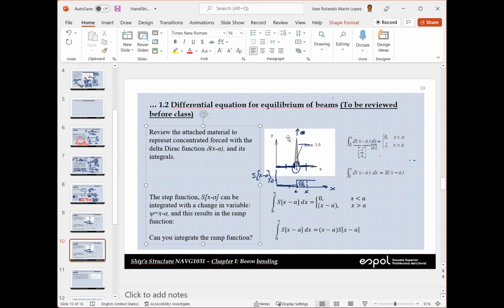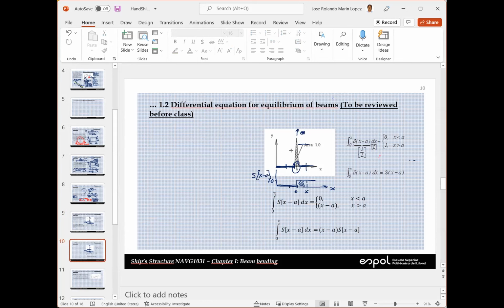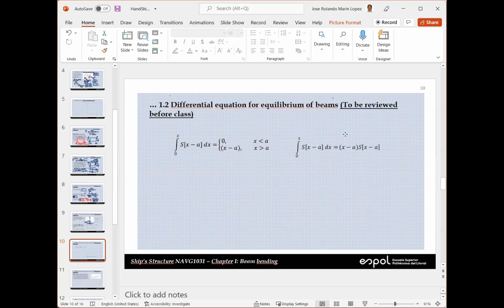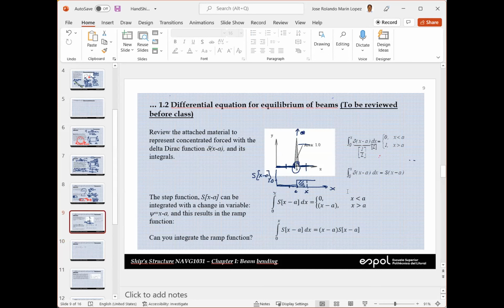For the delta Dirac function, so we don't consider the reaction in the end. No, don't worry. I'm just trying to represent the integration between points A, B. I'm not saying anything about that yet. If you have concentrated forces, this is the way we can analyze it. That's all I'm saying. Okay. I'll come back to this in a minute.